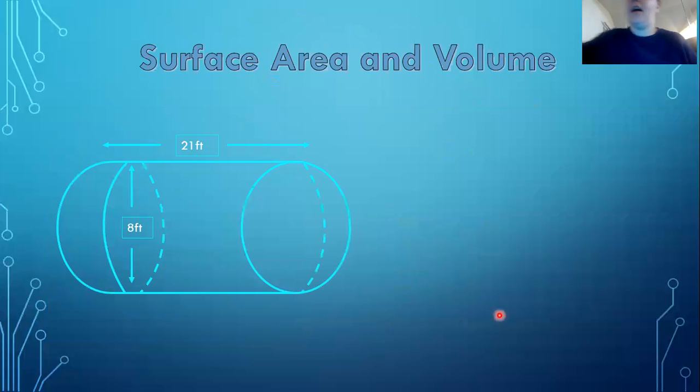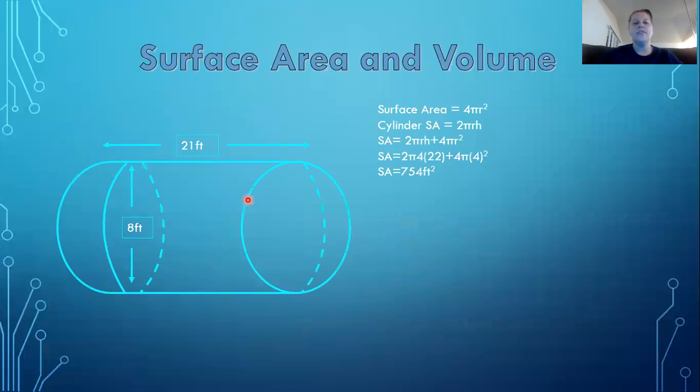Now we want to find the surface area and volume of this figure right here. So our surface area is 4 pi r squared.